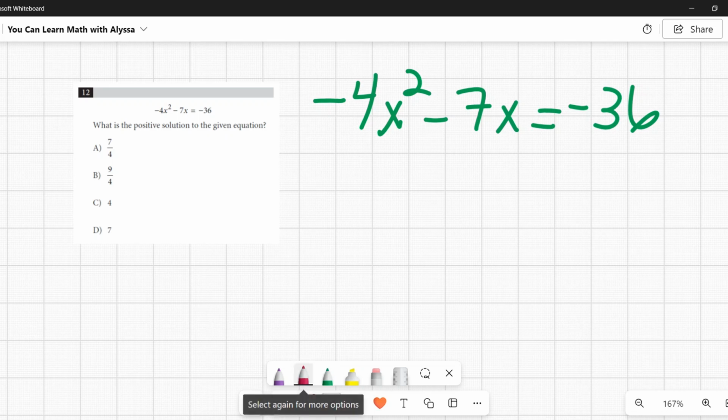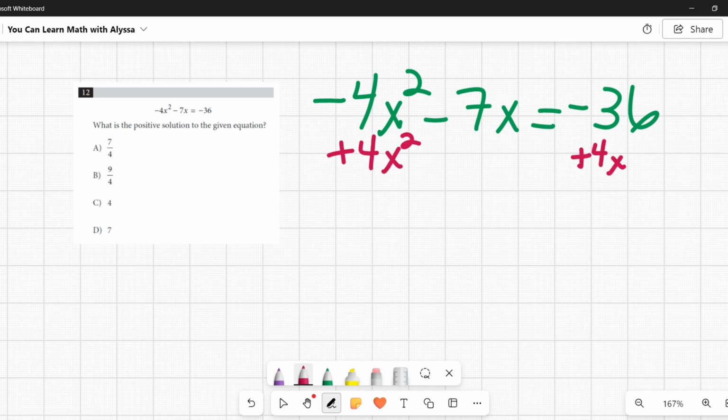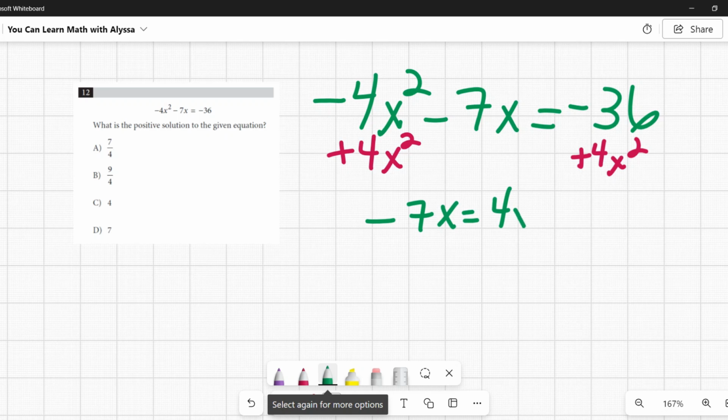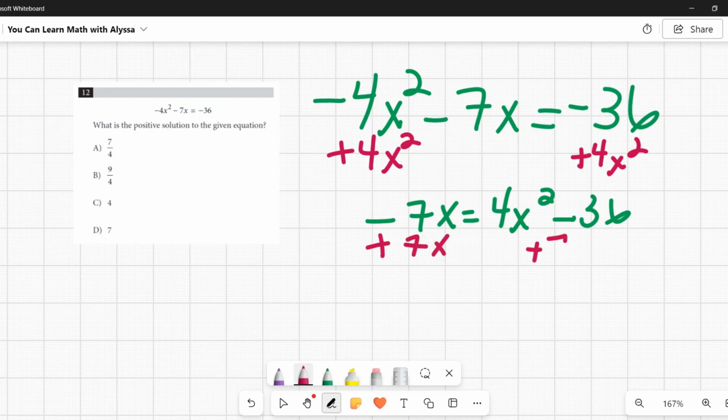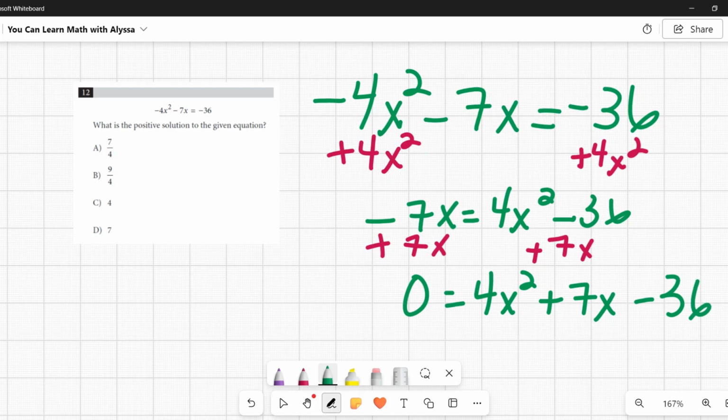To get this equal to 0 so that I can solve using the quadratic formula or see if it's possible to factor it, I'm going to move everything over here. So first, that negative 4x squared, I'm going to add a positive 4x squared to either side. So that gives me negative 7x equals 4x squared minus 36. And then I'm going to add 7x to both sides. And I'm going to get 0 is equal to 4x squared plus 7x minus 36.